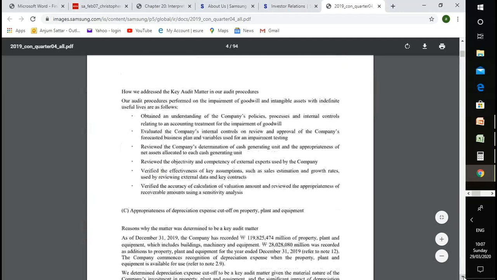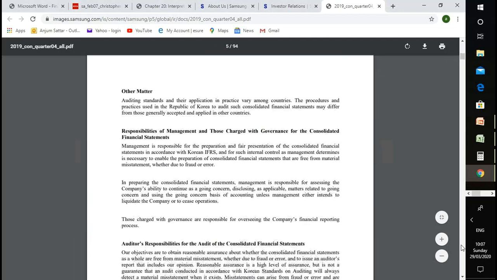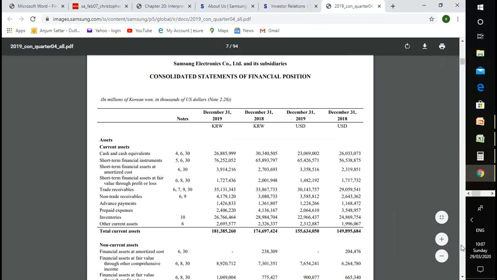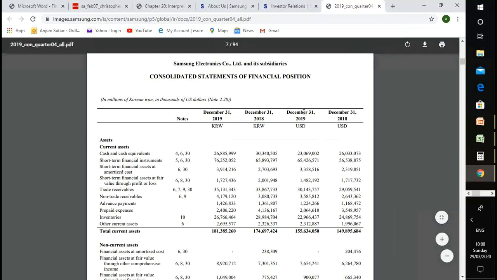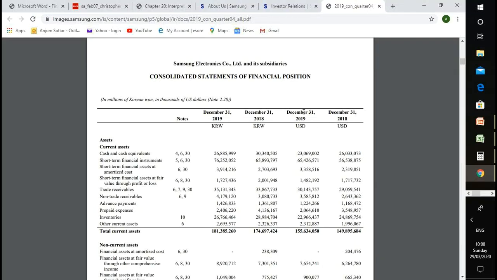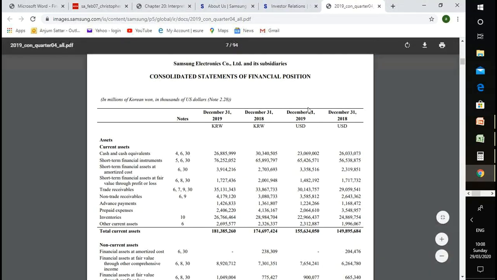No, that's fine. So we prepare 4 types of statements. So we can look around the income statement. They gave us, this is the balance sheet. It's called consolidated, meaning they have so many subsidiary companies because they have so many brands. Yes, it's a big company.